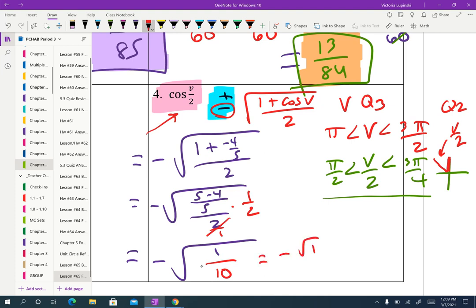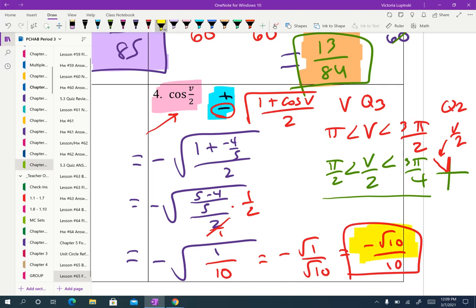That becomes negative root 1 over root 10, which you will rationalize to be negative radical 10 over 10, and that is, in fact, your final answer. The fact that it's negative, great, doesn't matter either way. The fact that it has a radical, that happens a lot. Just make sure that you rationalize your denominators as always.